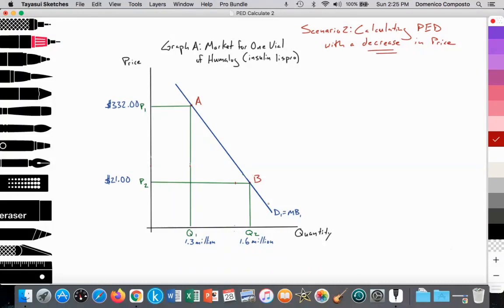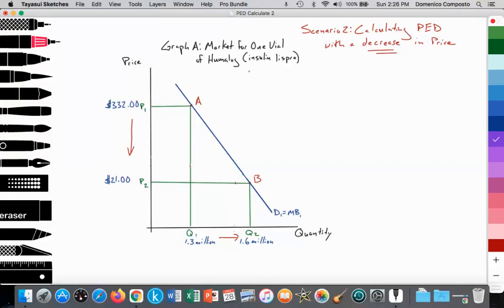We have our downward sloping demand curve labeled D1 equal to our marginal benefit, the quantity demanded of 1 vial of insulin measured on the x-axis, the price on the y-axis. We're starting at point A with an initial price at P1 with quantity at Q1, the price being $332 with quantity at 1.3 million. And then as the firm lowers price, there'll be an increase in the quantity demanded, lowering price from $332 to $21. We see that increase in the quantity of consumption from 1.3 million to 1.6 million.